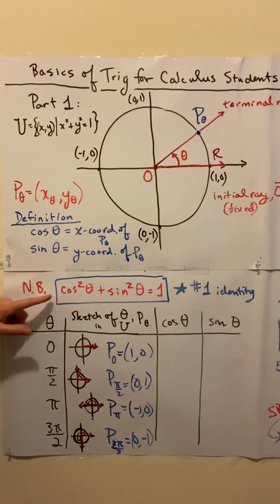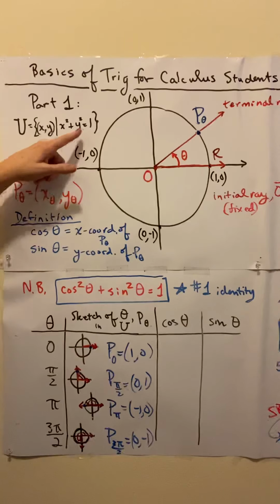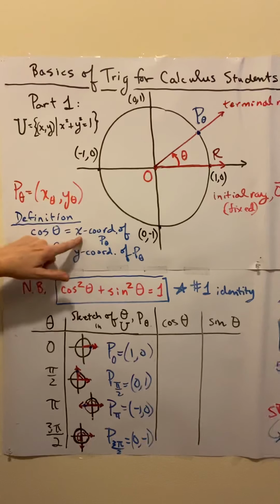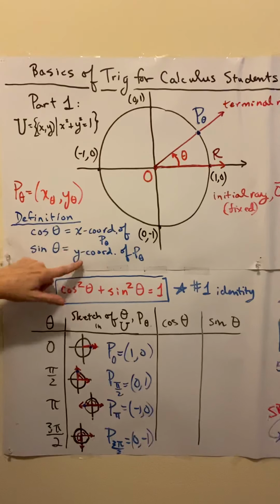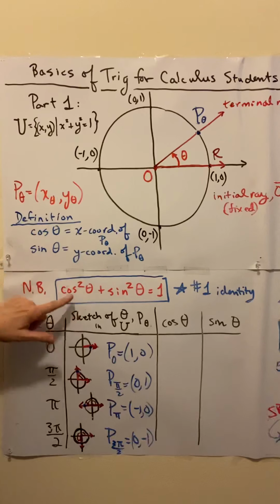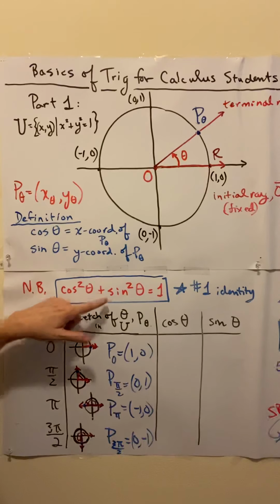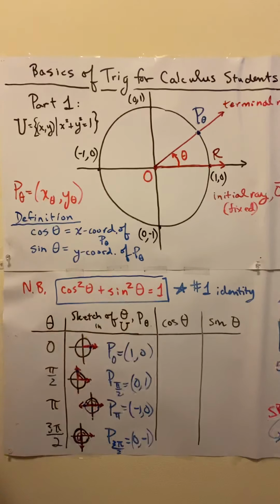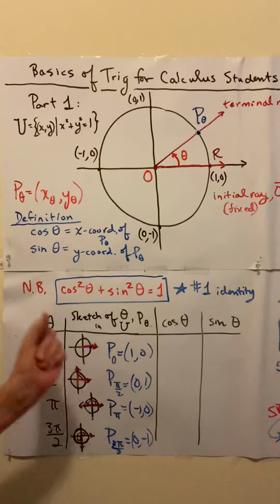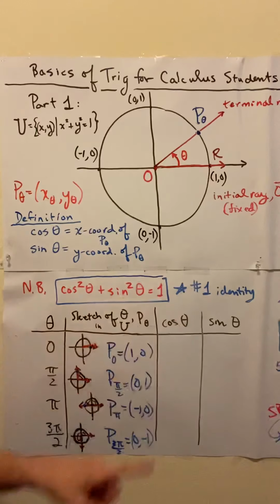Notice that that gives us right away a number one identity you're going to use over and over again in the calculus: since x squared plus y squared is equal to 1, and now the x coordinate is cosine of theta and the y coordinate is sine of theta, we now have that cosine squared of theta plus sine squared of theta is equal to 1, period, for all angles theta. So right off the bat, we get the first identity, which you will use over and over again in the calculus.